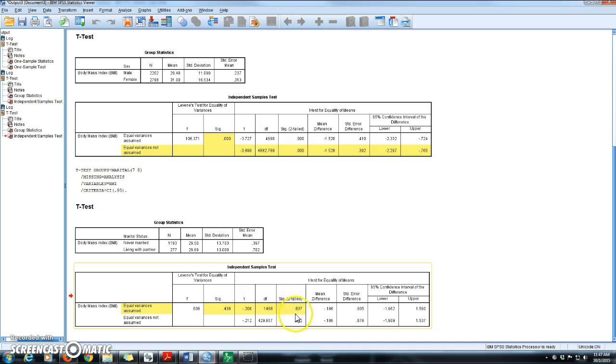So let's look at the significance. Is there a significant difference in BMI between the 2 groups based upon marital status? Because this p-value is much greater than 0.05, I'm again going to fail to reject the null hypothesis. The null hypothesis said that there's no difference between the groups. This says that we're going to fail to reject the null hypothesis, so the null hypothesis is true. There is no significant difference between the groups.